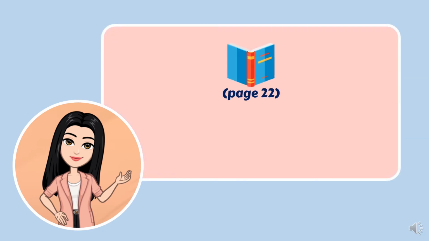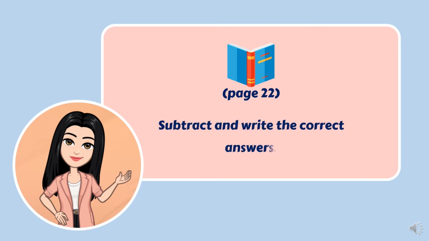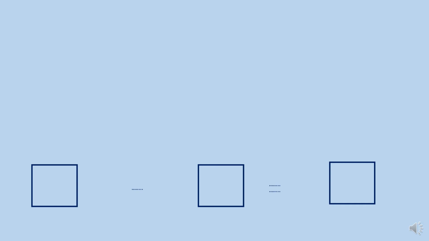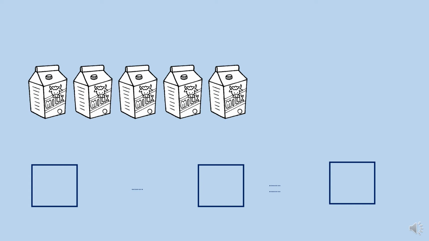Page 22. Subtract and write the correct answers. We have here boxes of milk. How many boxes are there? Let's count. 1, 2, 3, 4, 5. 5. Let's take away some boxes of milk. 1, 2. Let's write 2. How many boxes of milk are left? 1, 2, 3. 3. 5 minus 2 equals 3.